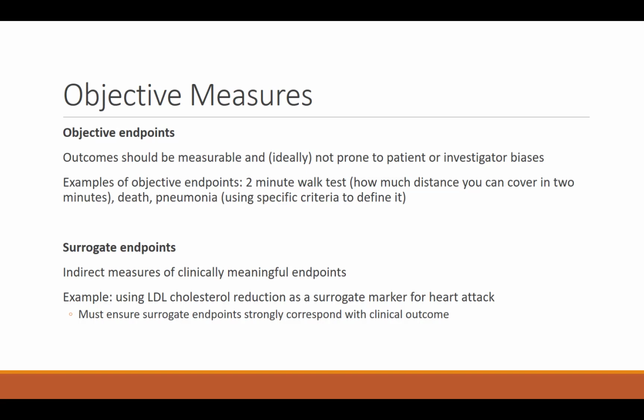Surrogate endpoints, on the other hand, are indirect measures of clinically meaningful endpoints. Surrogate endpoints can also be objective, but they tend to be a substitute endpoint for something that you truly want to study. For example, if you're using a statin medication, you might look at LDL cholesterol reduction as a surrogate marker for heart attack. So heart attack is the thing that you really want to prevent, but LDL cholesterol reduction is very highly associated with reducing heart attack. If you're going to use a surrogate endpoint in a study, we need to make sure that the surrogate endpoints strongly correspond or are strongly associated with the clinical outcome, or else they won't be useful to us.